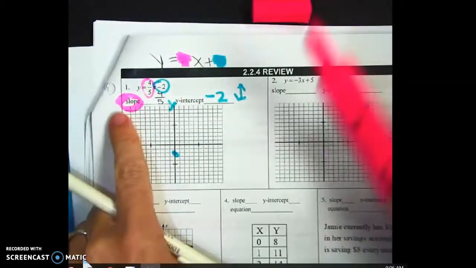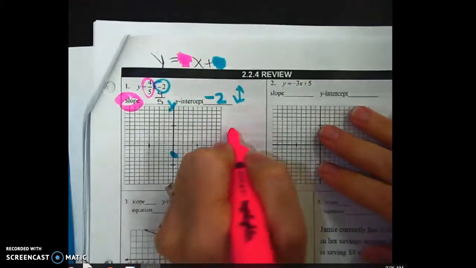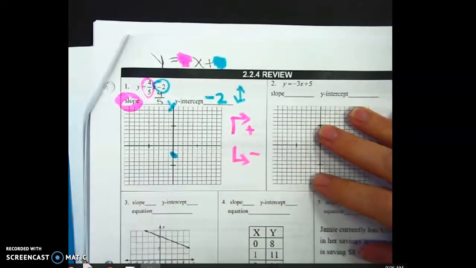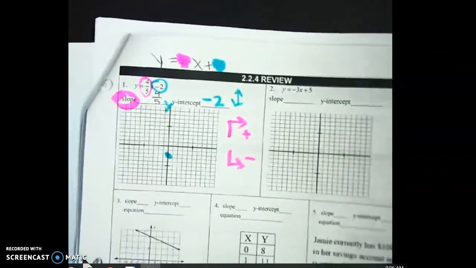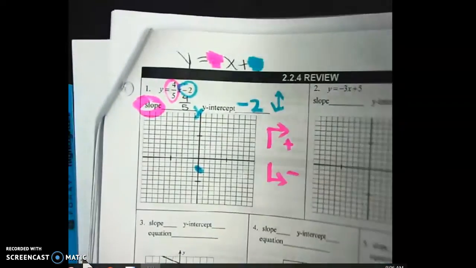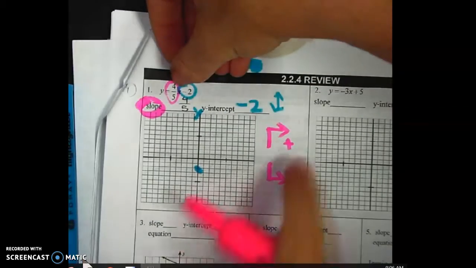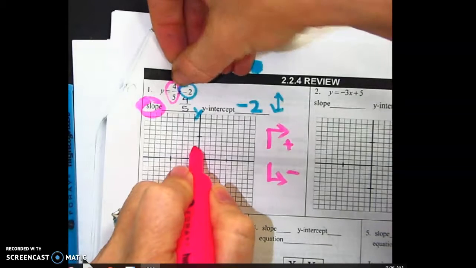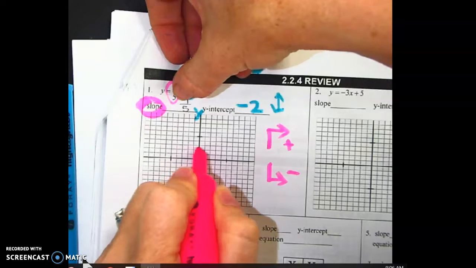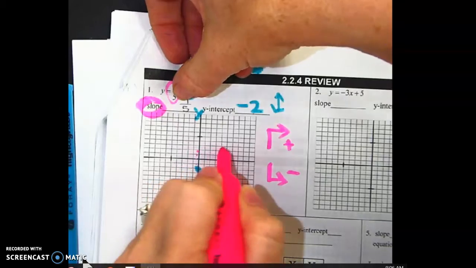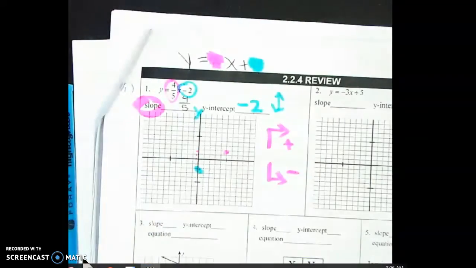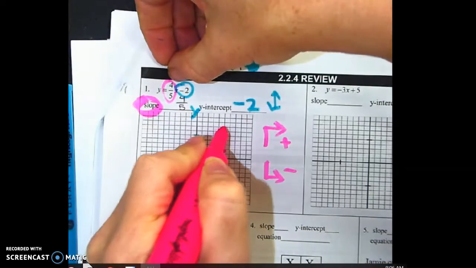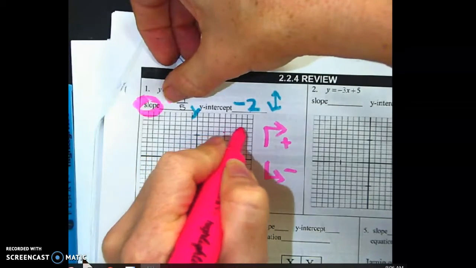Now, with my slope, I'm either going to go up and right, and that's if it's positive, or I'm going to go down and right, and that's negative. So let me zoom in a little bit. And when I do this, I see that that's a +4, so positive. So I'm going to go up 1, 2, 3, 4, and then right 1, 2, 3, 4, 5. Then I do it again. Up 1, 2, 3, 4, and then right 1, 2, 3, 4, 5.